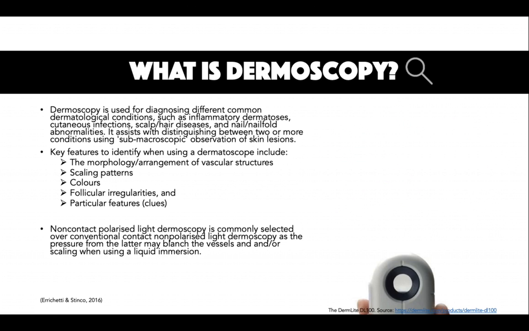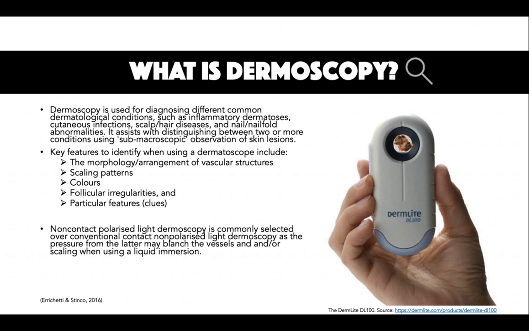What is dermoscopy? Dermoscopy is used for diagnosing different dermatological conditions such as inflammatory dermatoses, cutaneous infections, scalp diseases, and nail abnormalities. It assists with distinguishing between two or more conditions using submicroscopic observation of skin lesions. Key features to identify when using a dermatoscope include the morphology or arrangement of vascular structures, scaling patterns, colours, follicular irregularities, and particular features or clues.